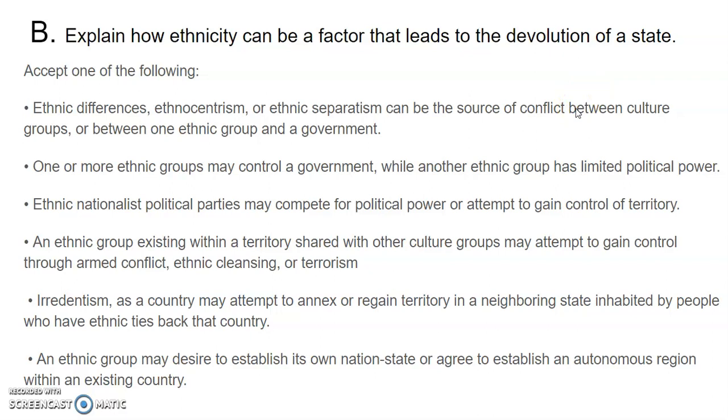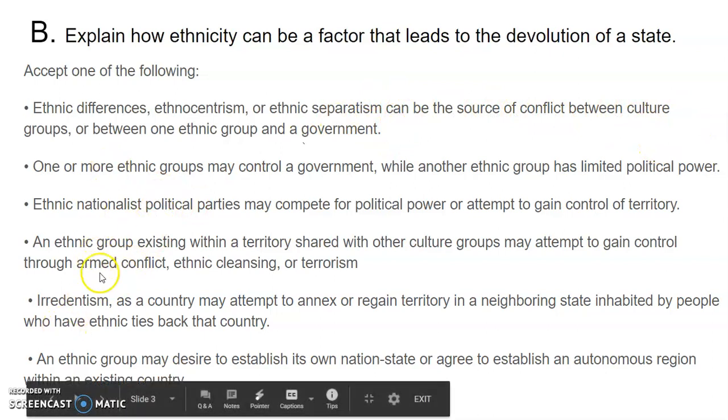What is the ethnic factor? And then they have to explain that. So you can see the first part here, they have the factor of ethnic differences, ethnocentrism, and ethnic separatism. And then the explanation follows. How does it create it? It can be a source of conflict between the culture groups. So please take a look at yours and see if they have that there. Assign that point in the explanation.